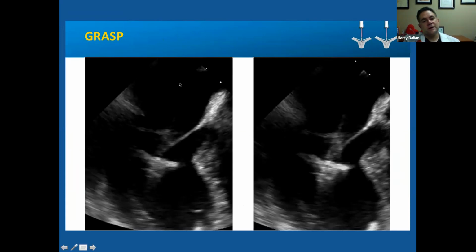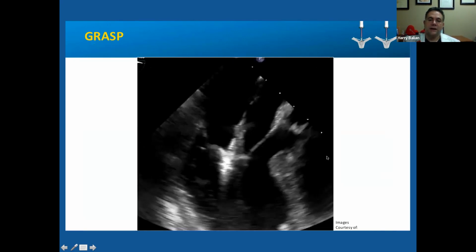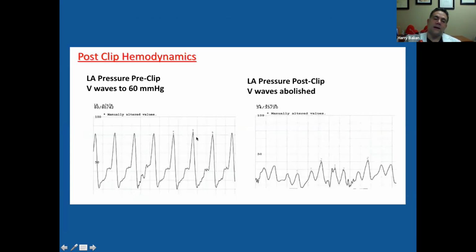This is the picture of the MitraClip below the mitral valve, and basically we're trying to grab the two leaflets. Here we grab the two leaflets and we're closing the clip, and then it's delivered. There is a very prominent V wave, which is consistent with severe MR, pre-clip versus post-clip. The V wave amplitude is much lower, which means the mitral regurgitation is essentially wiped out.